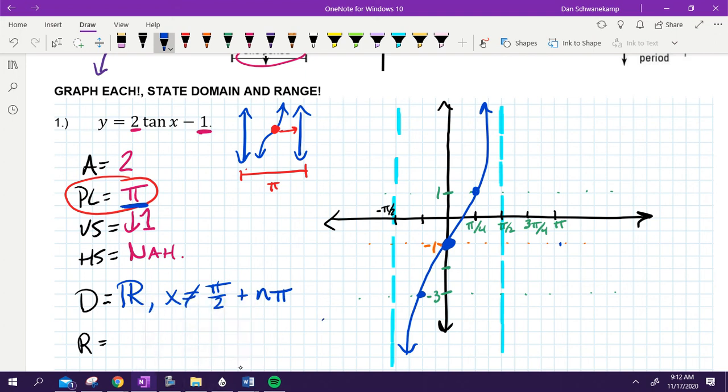What about my range? All real numbers. That one's easy because you have arrows going down and up forever. My range is all real numbers. It goes on forever and ever and ever. Questions on the first one?